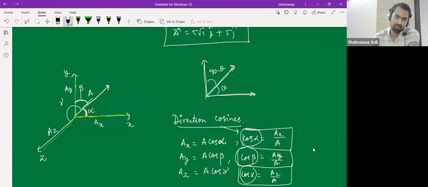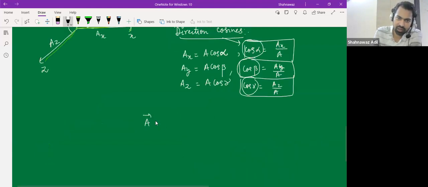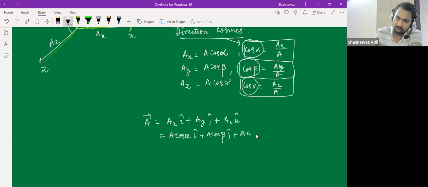Yes, did you get this point? I guess you have already learned this. Then you can write any vector in the three-dimensional coordinate system. So this A_x would be simply A cos alpha i hat, plus A_y is A cos theta j hat, and this is A cos gamma k hat. So this is the vector in three dimensions.